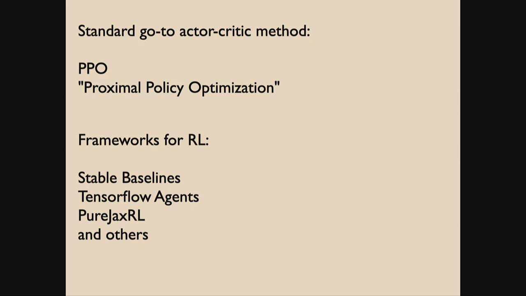Just as with the rest of machine learning, by now there are multiple frameworks out there. And I list a few of them. Stable Baselines started out for TensorFlow, then nowadays it's PyTorch. Then there's TensorFlow Agents, obviously for TensorFlow. There's pure JAX RL for JAX, and there are many others. So you can really pick whatever you want. And the nice thing about these frameworks for RL is you can relatively easily exchange one approach for another. I say relatively easily because different approaches have different hyperparameters and so on. So whenever you do this, you still need to at least look in the description and make a few choices. But it's relatively easy.